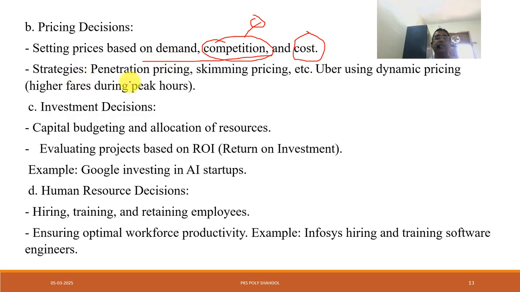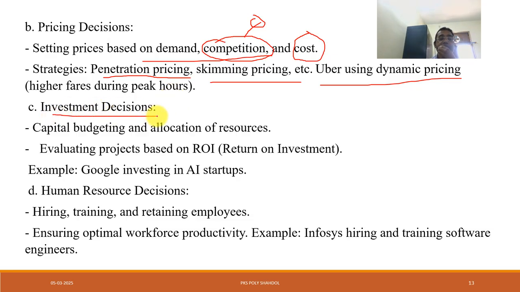And therefore it is also called a strategy. Strategy means penetrating price, meaning initially what price to be set down, skimming prices and dynamic pricing. For example, Uber and Ola use dynamic pricing. Airlines also use dynamic pricing, meaning a higher fare during the peak hours.